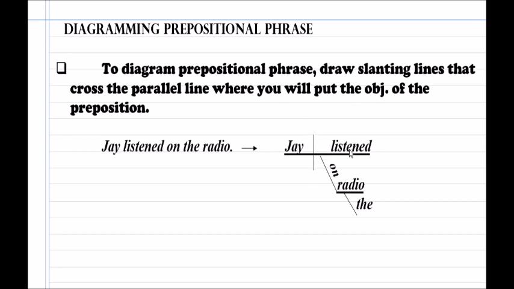But where will we put the preposition and the object of the preposition? You have to draw slanting lines that cross the parallel line where you will put the object of the preposition. The object of the preposition is radio and the preposition is on. Now, put radio on the parallel line, and this is the preposition on. Now, the word the would be under the object of the preposition, radio, because this is an article or a determiner of the word radio.